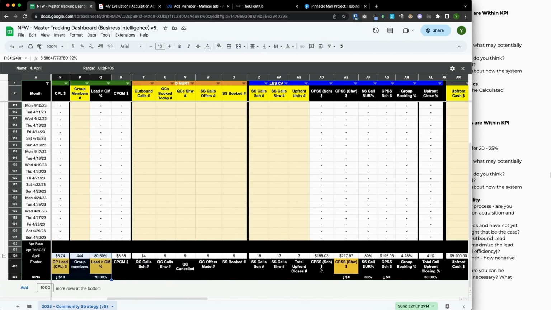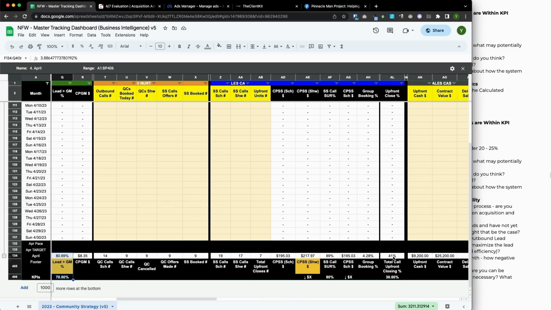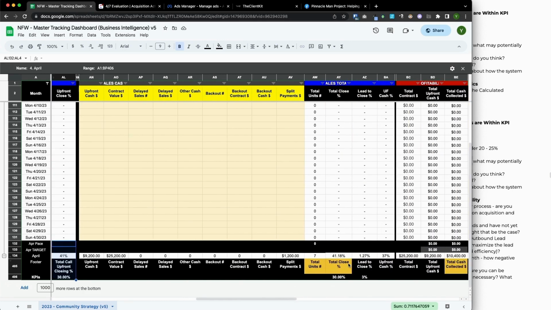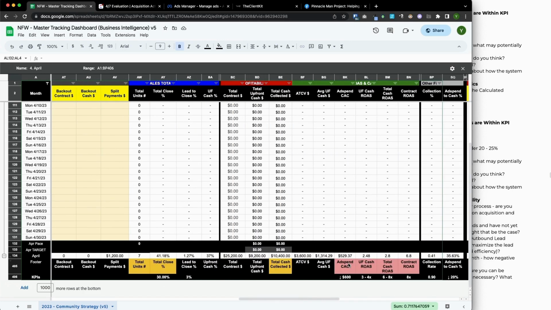Beautiful, right? If I look at how the sales piece is looking, total upfront close percentage is at 41%. Hey, not terrible. Maybe there's some work to be done, especially when we talk about the community strategy. We can aim for around 50%, but 41 isn't terrible. But the group booking percentage is a little bit low. Looking at the rest of these numbers, everything's looking pretty good, except for the fact that we've got to get more calls booked from the community.